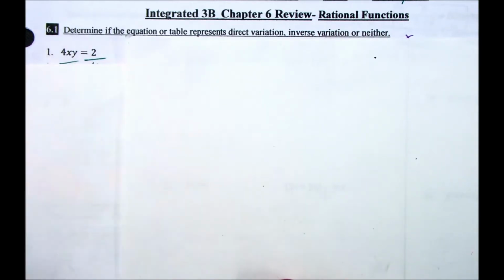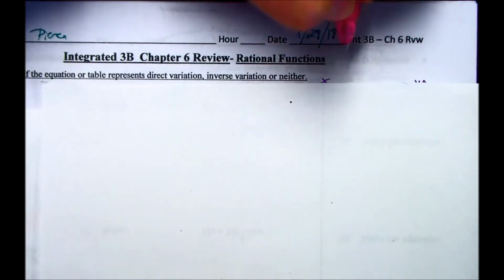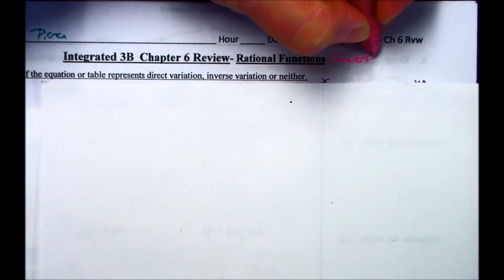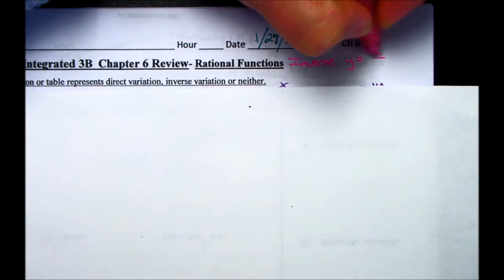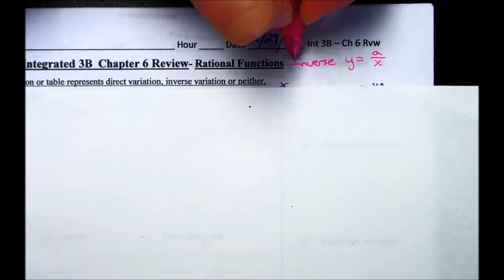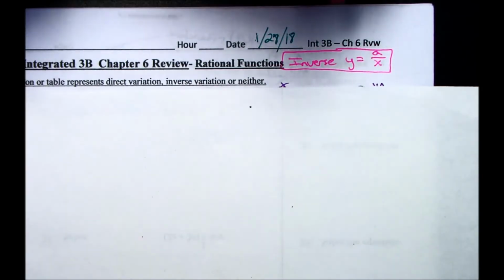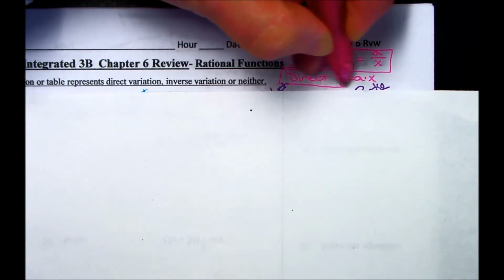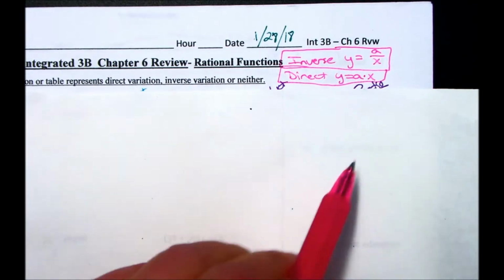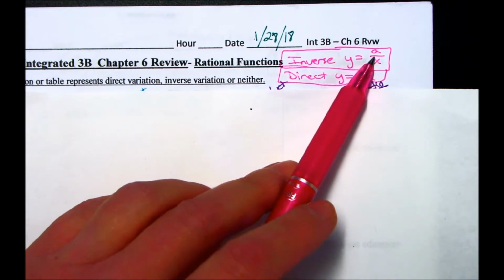If you are given an equation, a couple things you need to make sure you know is that for inverse variation, if you're looking at the equation, y equals a over x, or a divided by x. So that's the formula for inverse. If it's direct variation, then y equals a times x, where a is just a number. Some textbooks use k, some textbooks use a, but a represents a number.